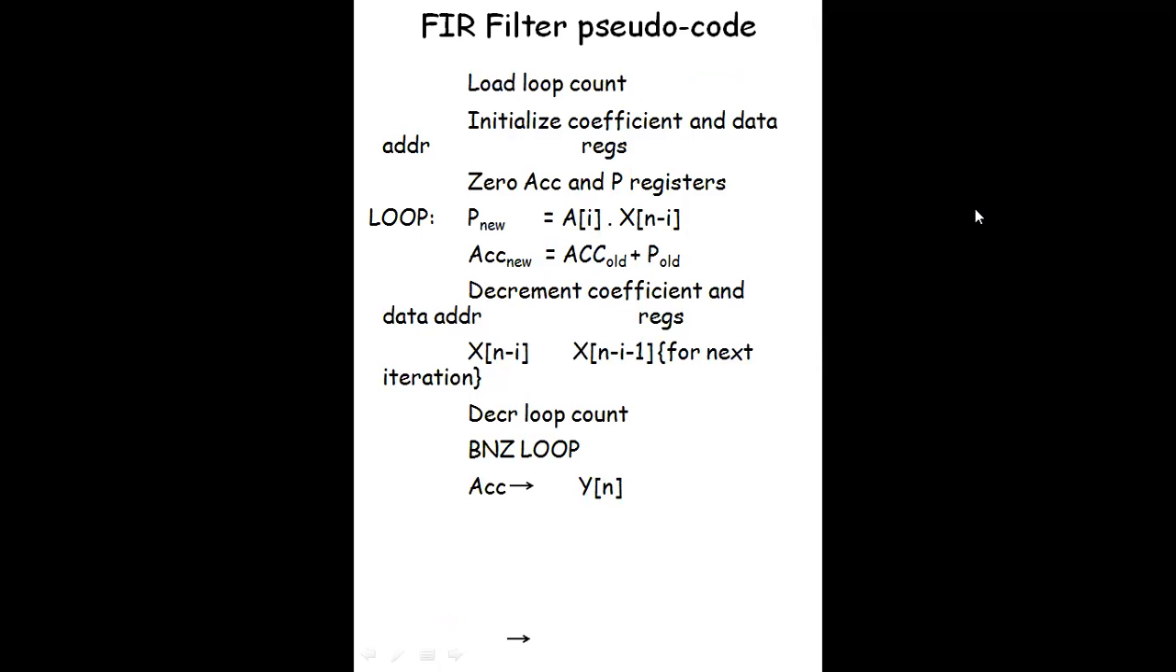What about the FIR filter pseudocode? We load the loop count, initialize the coefficients and data address registers, and zero the accumulator and feed registers.